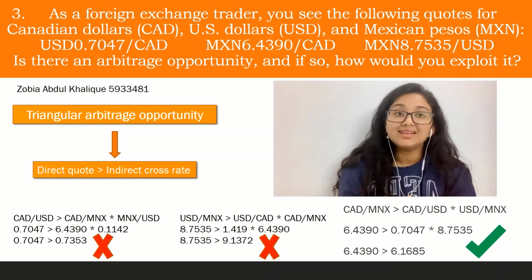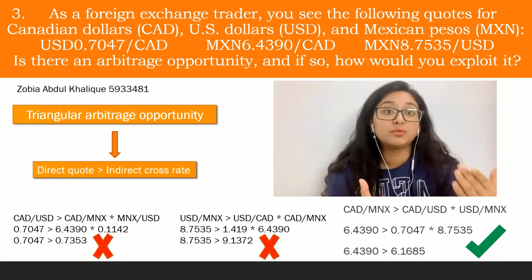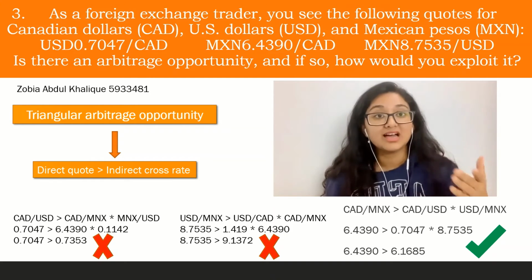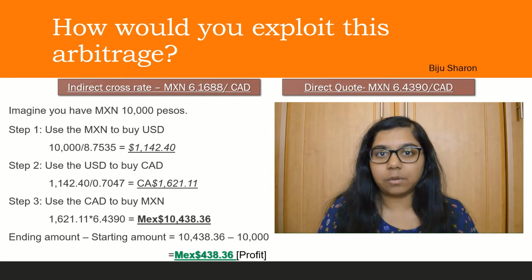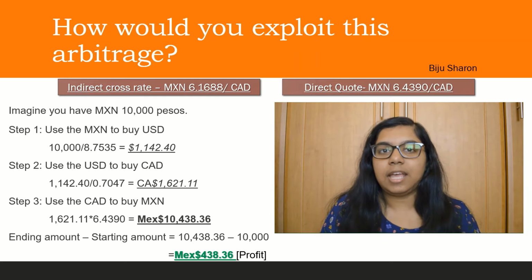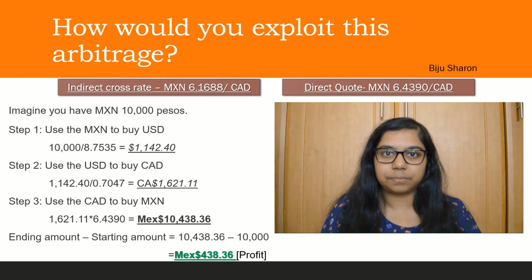In reality, discrepancies will be really low. Triangular arbitrage is possible only in large amounts. Even then, the high transaction cost may offset the gains. How do we exploit this opportunity? For this situation, imagine you have 10,000 Mexican pesos.